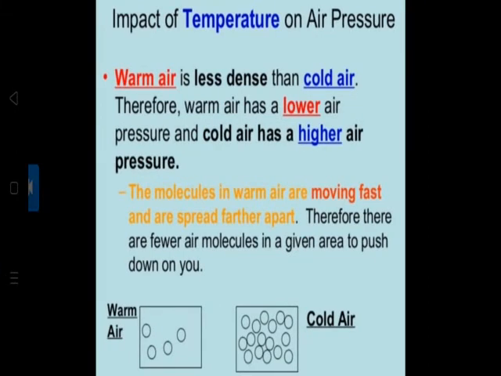Impact of temperature and air pressure. Now, warm air is less dense than cold air. Therefore, warm air has lower air pressure and cold air has higher air pressure. The molecules in warm air are moving fast and are spread further apart. Therefore, there are fewer air molecules in a given area to push you down.